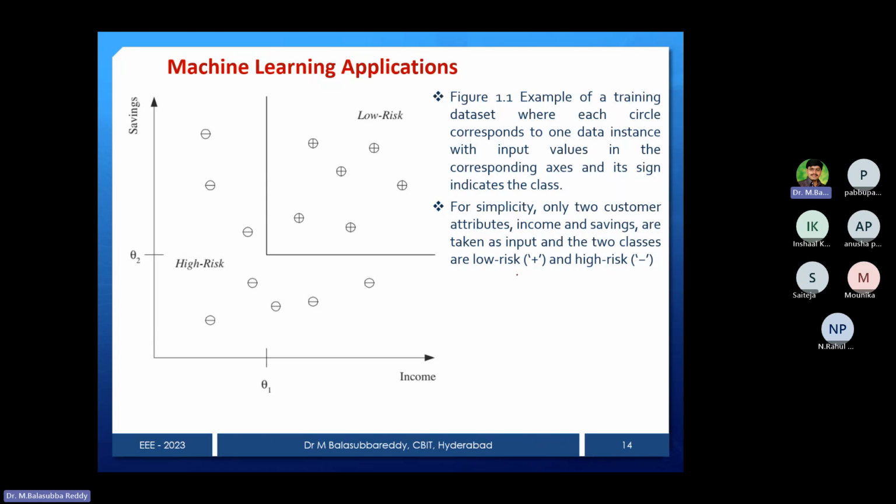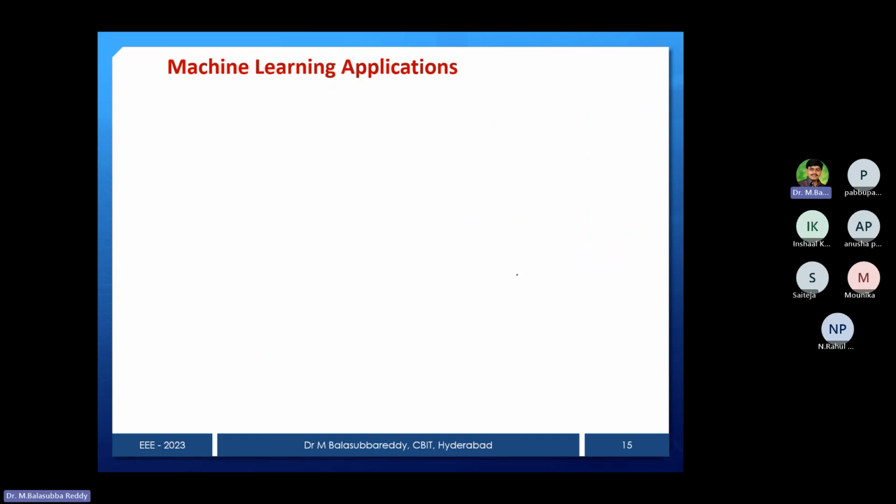And based on that, we are able to classify. The problem, as I mentioned, is a classification problem: whether for a group of people, we have to segregate the low risk people and the high risk people based on our input data. And another one is a regression problem.